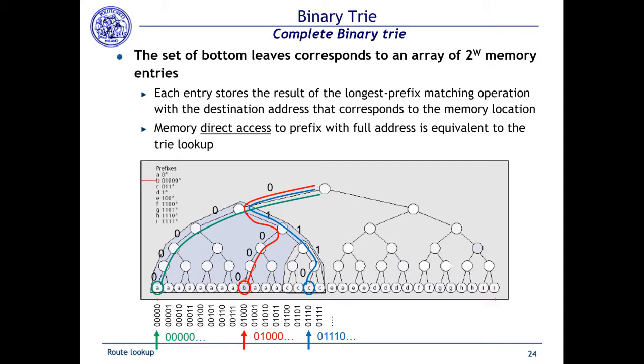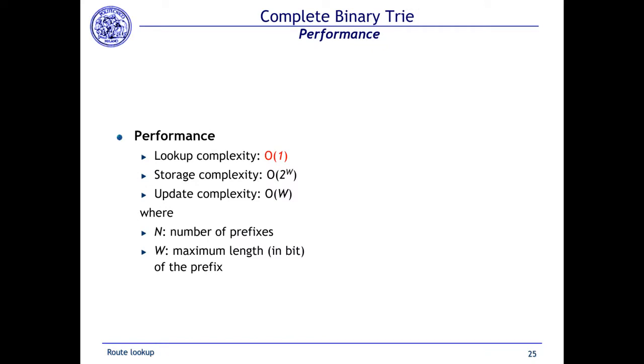So this is a big advantage in terms of the complexity of the lookup operation, because if you do it with direct access, the complexity is big O of 1. 1 means one single access. The drawback is the storage complexity.